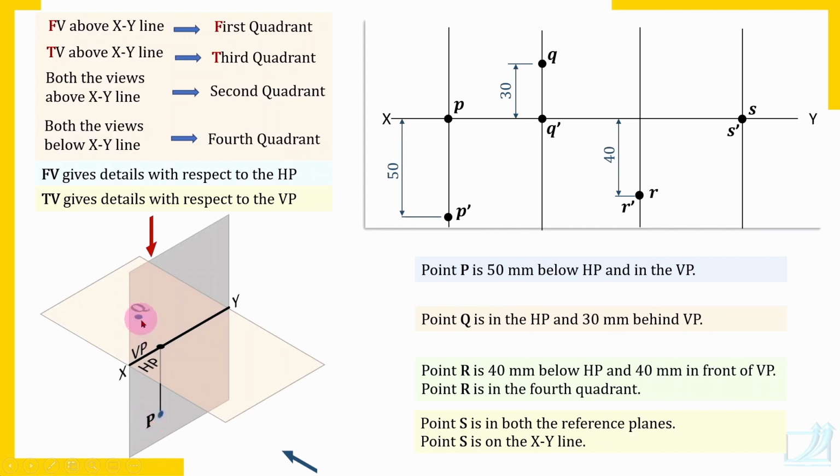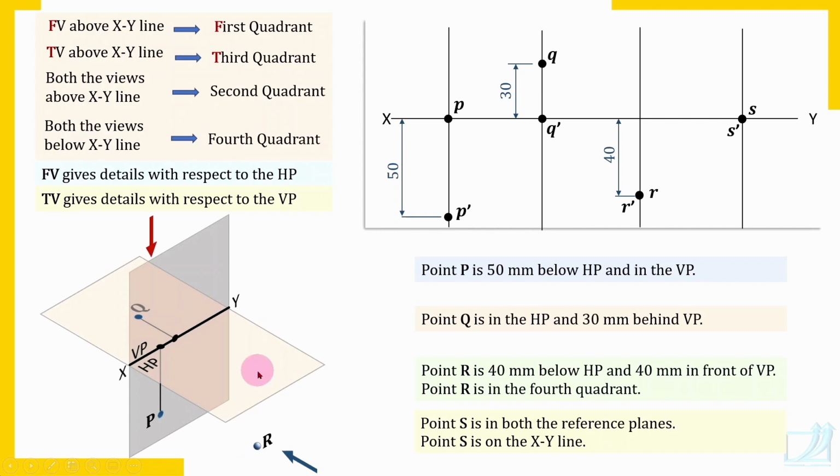Now here it is point Q, and point Q is behind XY line, but point Q is exactly on HP. So from top you will be able to see that distance of point Q from XY line, and it is 30 millimeters. Correct? This distance is 30 millimeters. That is why we say that top view gives a distance from VP. But if you watch from front, you will get its front view on XY line, because distance of point Q from HP is 0.